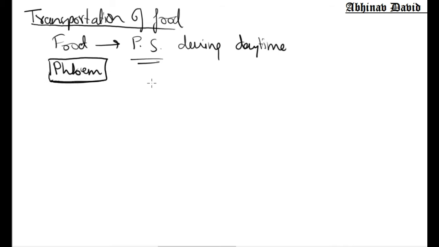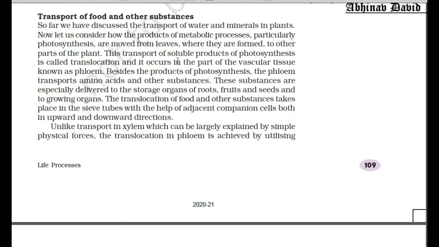Now, the transport of food by the phloem is called translocation. What is translocation? Transport of food is called translocation. Now, what does food mean here? Food means the food which is prepared during photosynthesis, and there are many other substances which are also transported along with the food.